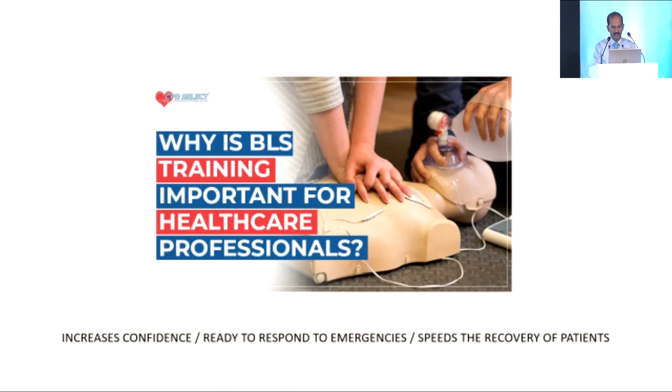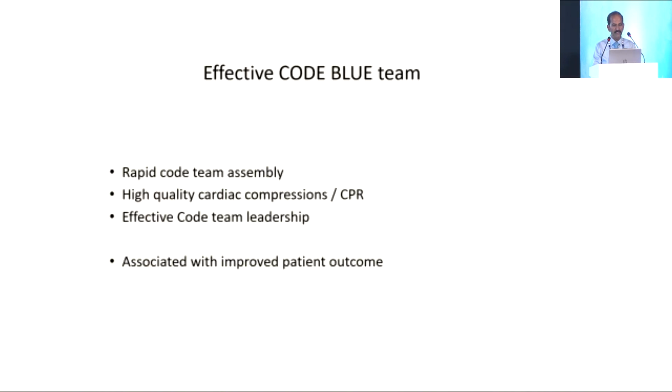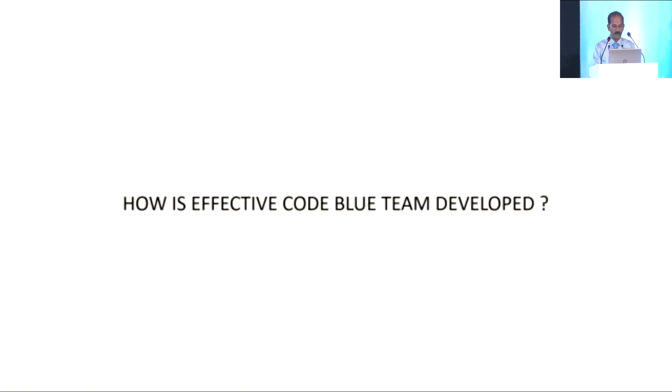Even if they happen to have an emergency situation, it will be easy for you to handle. You are ready to respond to the emergencies, which speeds the recovery and the survival of the patient. All of this happens only if you have an effective code blue team. Basically, an effective code blue team is one which responds immediately to the situation, gives high quality CPR and cardiac compression, and has a good code team leader, all of which translates into improved patient outcome.